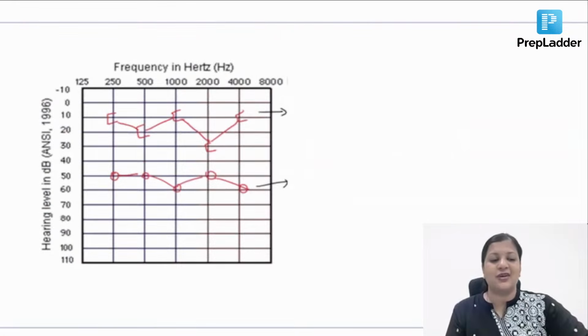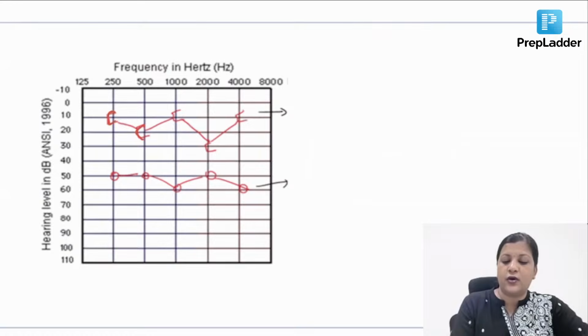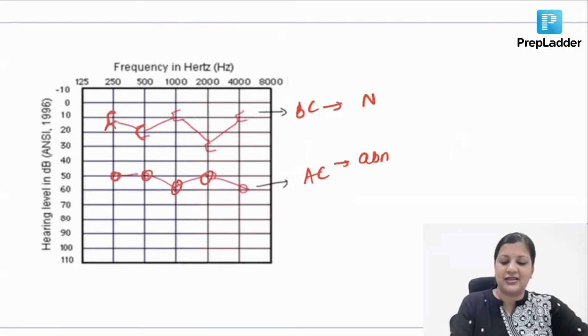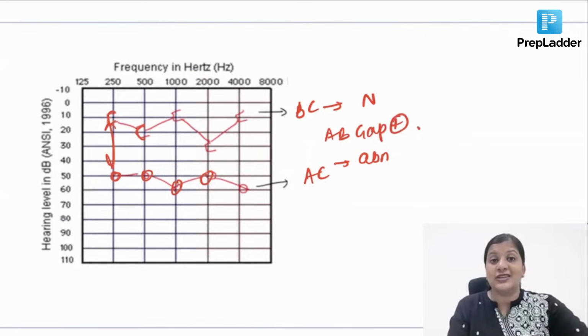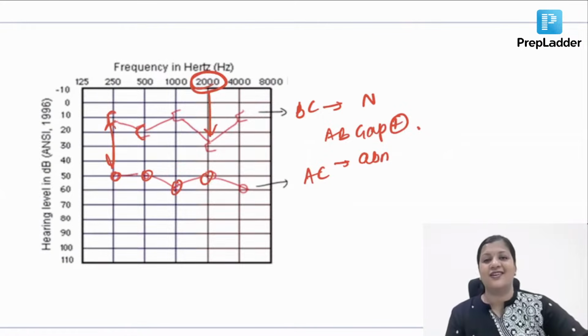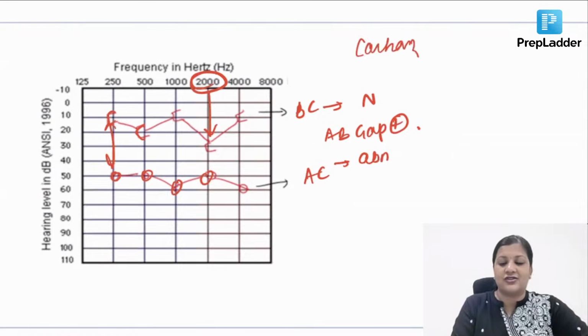Now when you see this image, what do you see here? This is a right ear graph where open bracket is telling you about bone conduction. 0 is talking to you about air conduction. BC is in the normal range. AC is in the abnormal range. There is an AB gap present. Airborne gap is present. And you see something specific. At 2000 hertz, there is a dip in the BC curve. So what is that conductive hearing loss? Where there is a dip in 2000 hertz, we call this Carhart's notch.